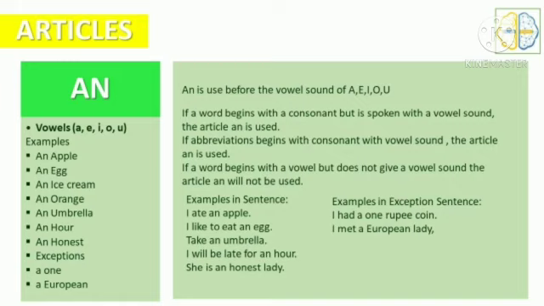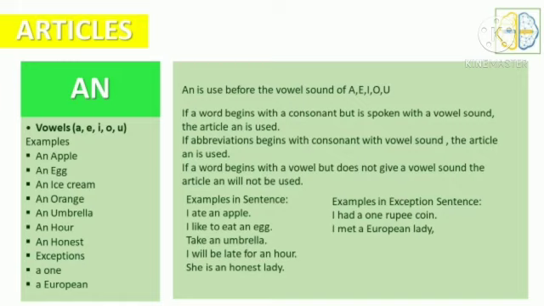An apple, an egg, an ice cream, an orange, an umbrella. Here in umbrella, the sound of U is O. So apple starts with A, egg starts with E, ice cream I, orange O, umbrella U, and these are the vowels.